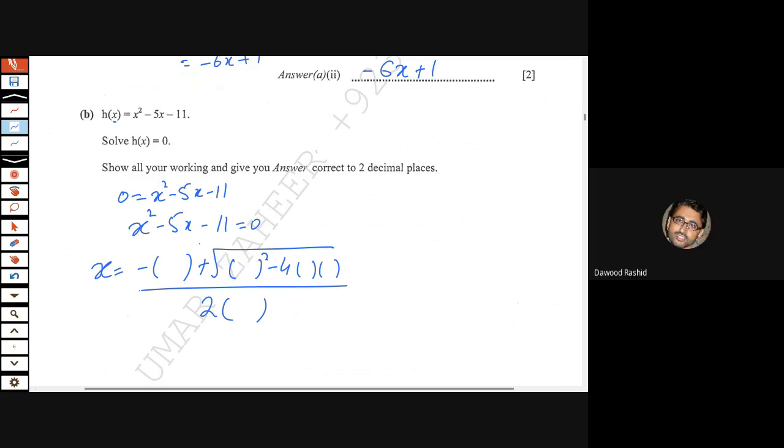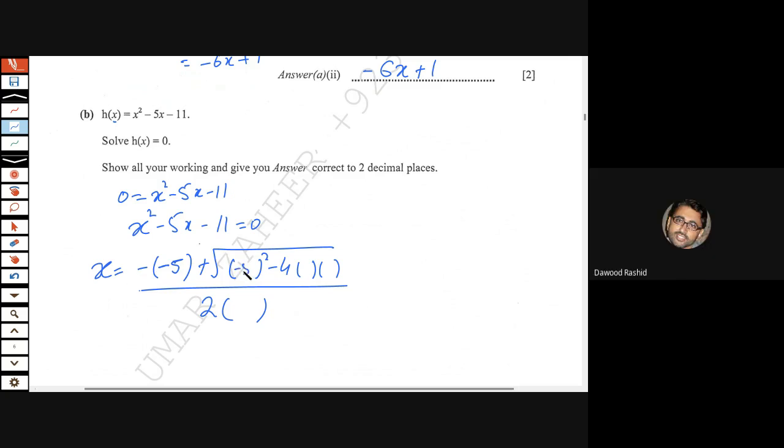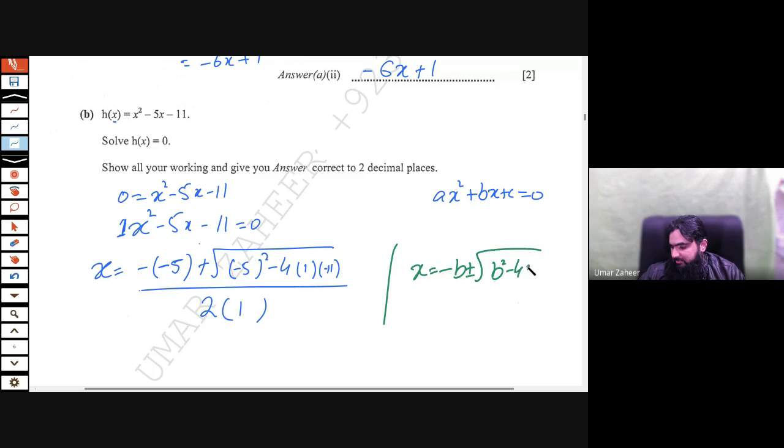Yes, sir. Yes, Mustafa. What is b? So b would be minus 5, the coefficient of x. Yes, the coefficient of x. And what is a? The coefficient of x square, which is 1, but we are comparing it with the standard form, ax square plus bx plus c is equal to 0. The coefficient of x square is 1. The coefficient of x is b, that is minus 5. The constant term is c, that is minus 11, divided by 2a. Let's write the formula as well. We have x is equal to minus b plus minus square root of b square minus 4ac, divided by 2a. You forgot a very basic thing.